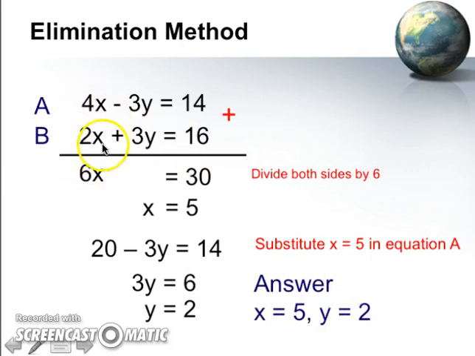Let's double check. 2 5s are 10, 2 3s are 6, 10 plus 6 is 16, and 4 5s are 20, 2 3s are 6, 20 minus 6 is 14, so everything's working out fine there.